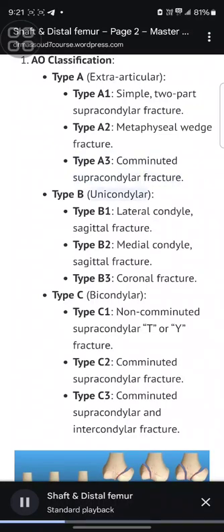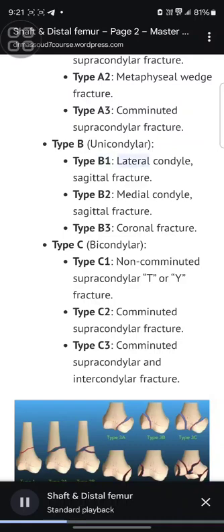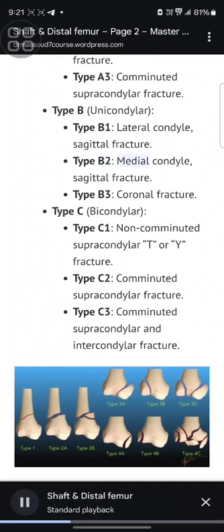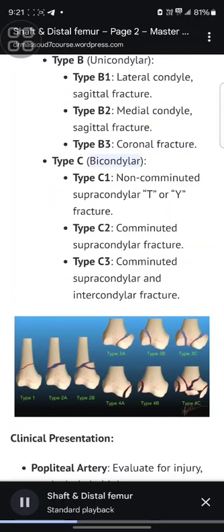Type B, unicondylar. Type B1, lateral condyle, sagittal fracture. Type B2, medial condyle, sagittal fracture. Type B3, coronal fracture. Type C, bicondylar.